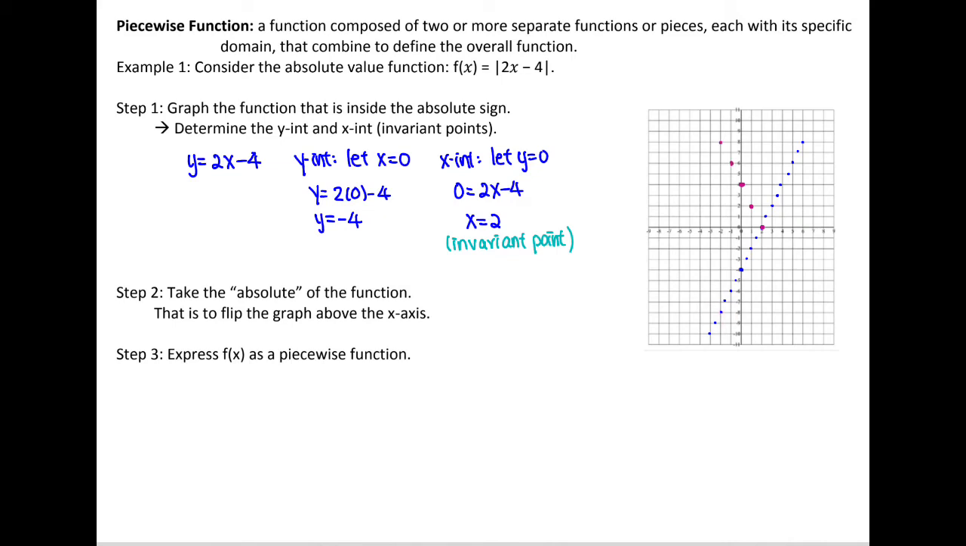Now, by connecting all those pink dots and all those positive blue dots, now we are going to have our absolute function, y equals absolute of 2x minus 4.